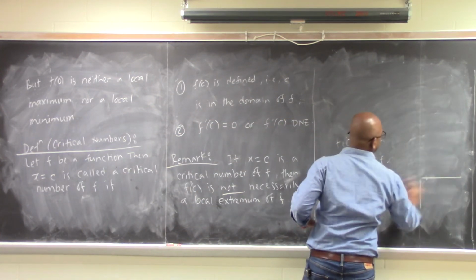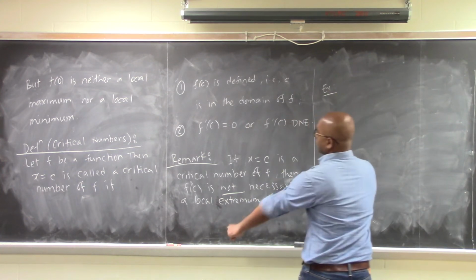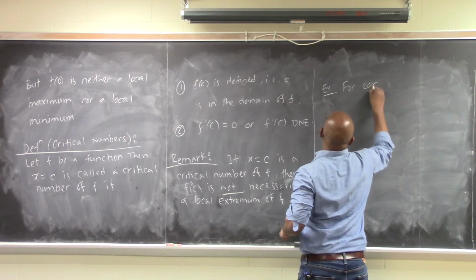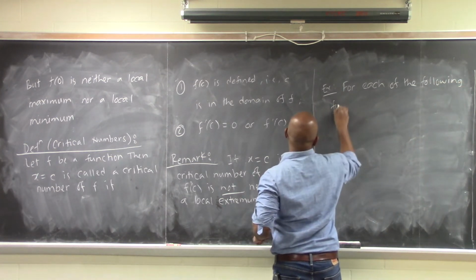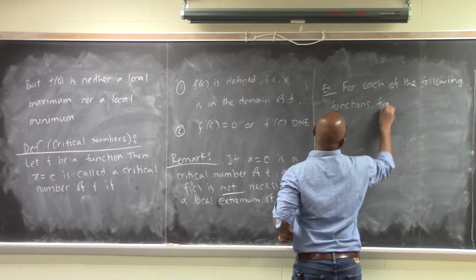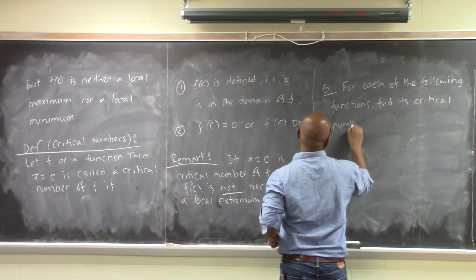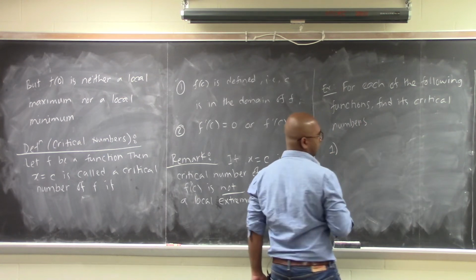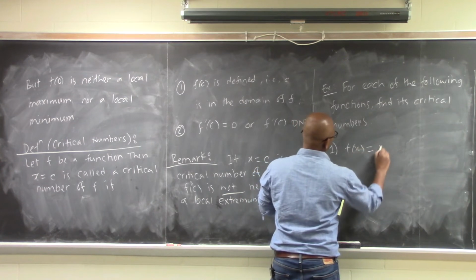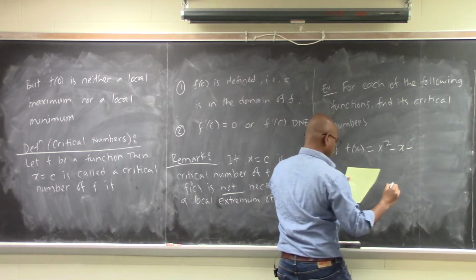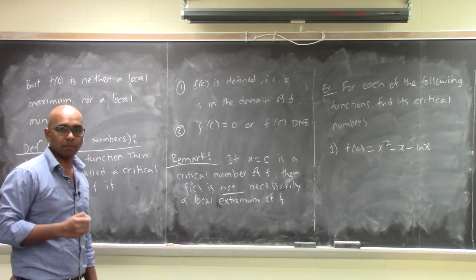Example: for each of the following functions, find its critical numbers. And now I need to look at my notes for the function. What is it? f of x equals x squared minus x minus ln x. Okay, so that's my function, and I want to figure out its critical numbers, right?